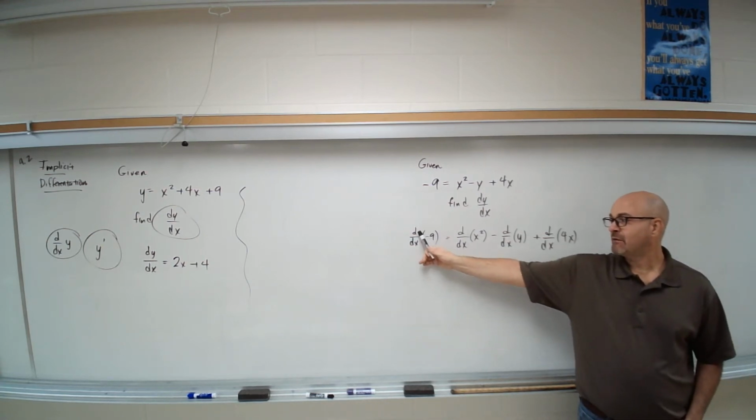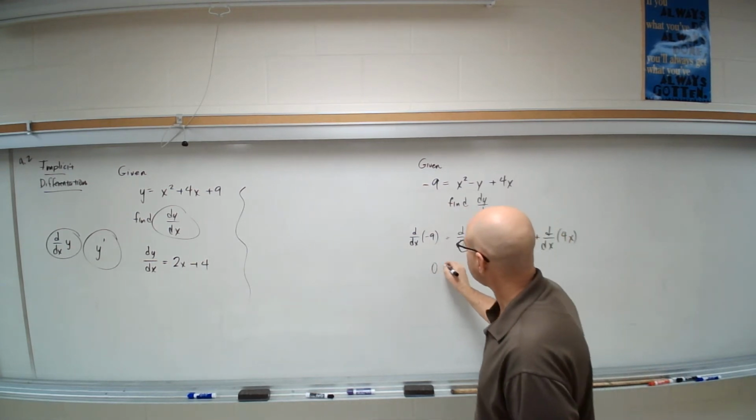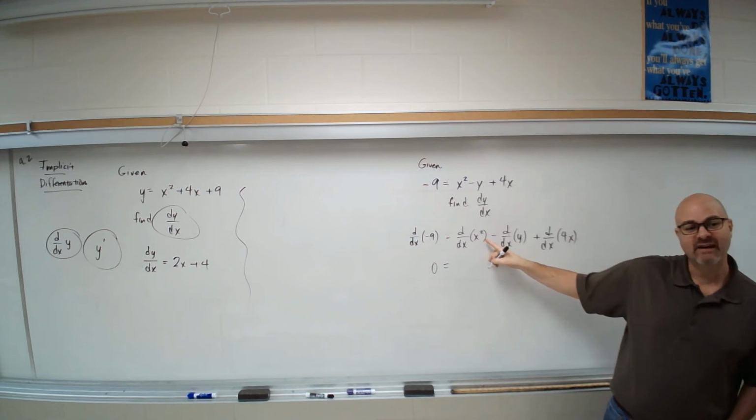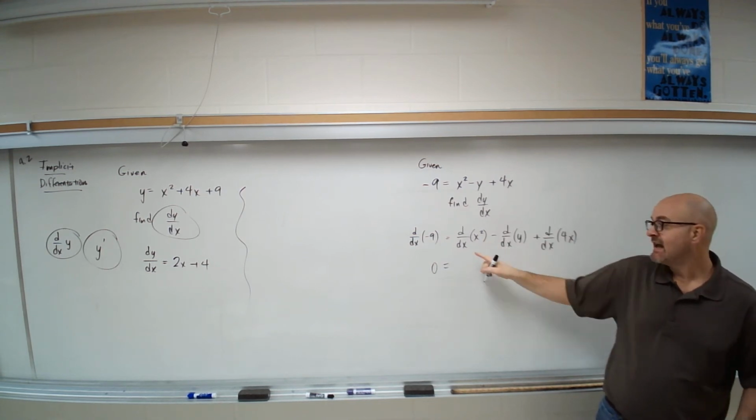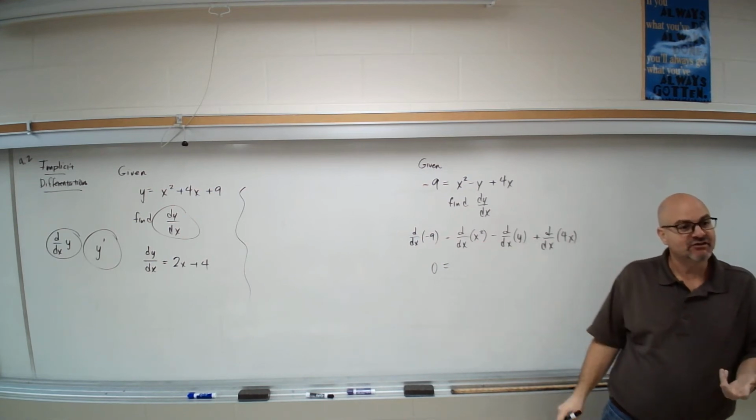Well, what's the derivative with respect to x of a constant? 0. The derivative with respect to x of x squared? 2x. Because the with respect to x matched the variable, it is 2x.